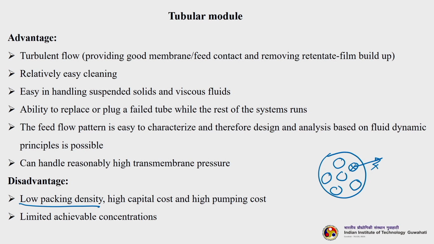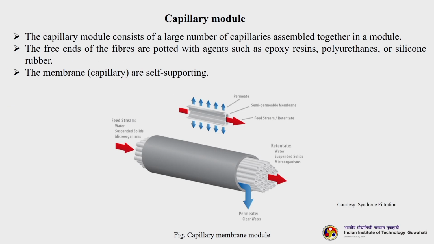The achievable concentrations, the targeted concentrations, is also less. So, the next one is the capillary module. The capillary module consists of a large number of capillaries assembled together in a module. You can see so many capillaries here, and the free ends of these fibers are potted with agents such as epoxy resins, polyurethanes or silicon rubber.